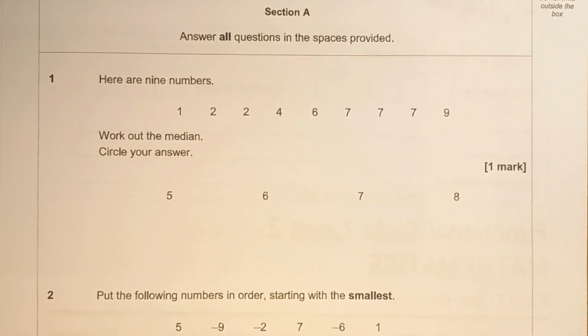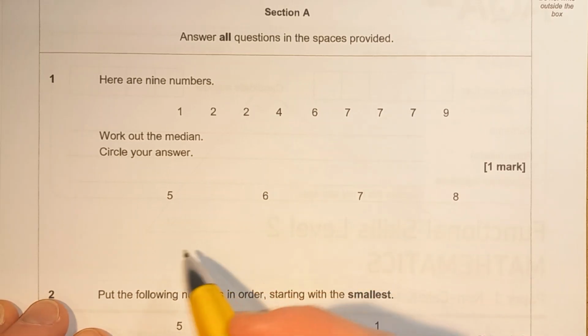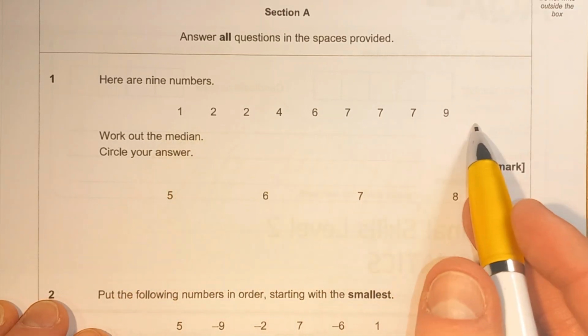Question 1. Here are 9 numbers. We've got them all written out for us. Work out the median. Well, the median is the middle number. The best way to do that is to have the numbers sorted from smallest to largest. And in fact, they've already done that for us.